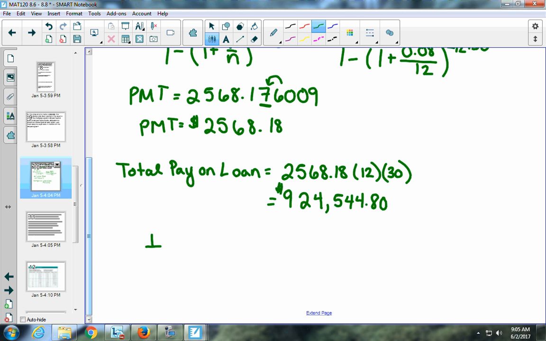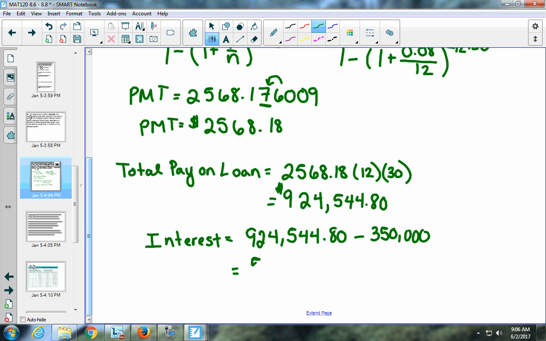So to do that, I take the total amount I paid, that $924,544.80, and I subtract the actual amount that I borrowed, that $350,000. And if I do that, I find that the interest on this 30-year mortgage was $574,544.80. More money than I actually borrowed.